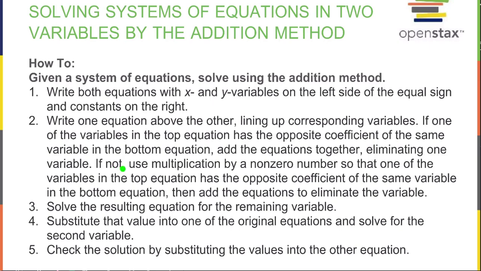If they're not the same but opposites, then you're going to use multiplication by a non-zero number so that one of the variables in the top equation has the opposite coefficient of the same variable in the bottom equation. Then we can add the equations to eliminate the variable. Once we do that, we're going to solve the resulting equation for the remaining variable. Then we'll substitute that value into one of the original equations and solve for the second variable, and then we'll check our solution.